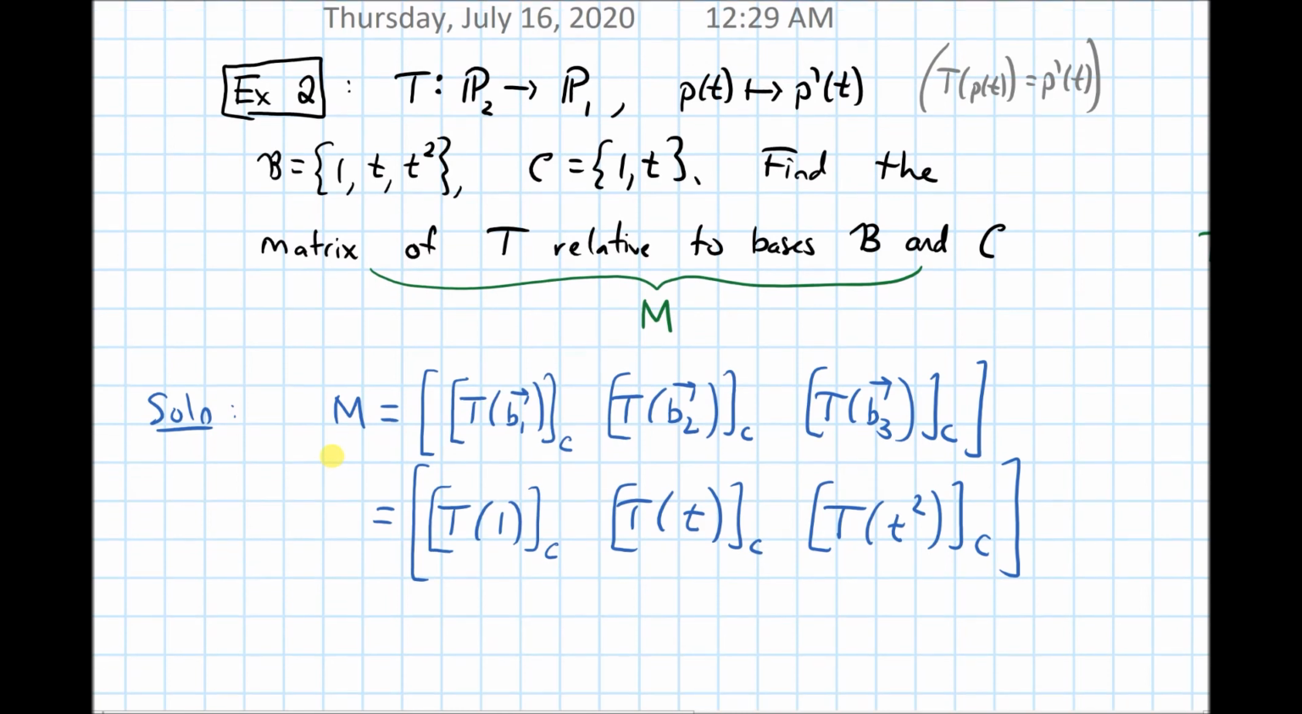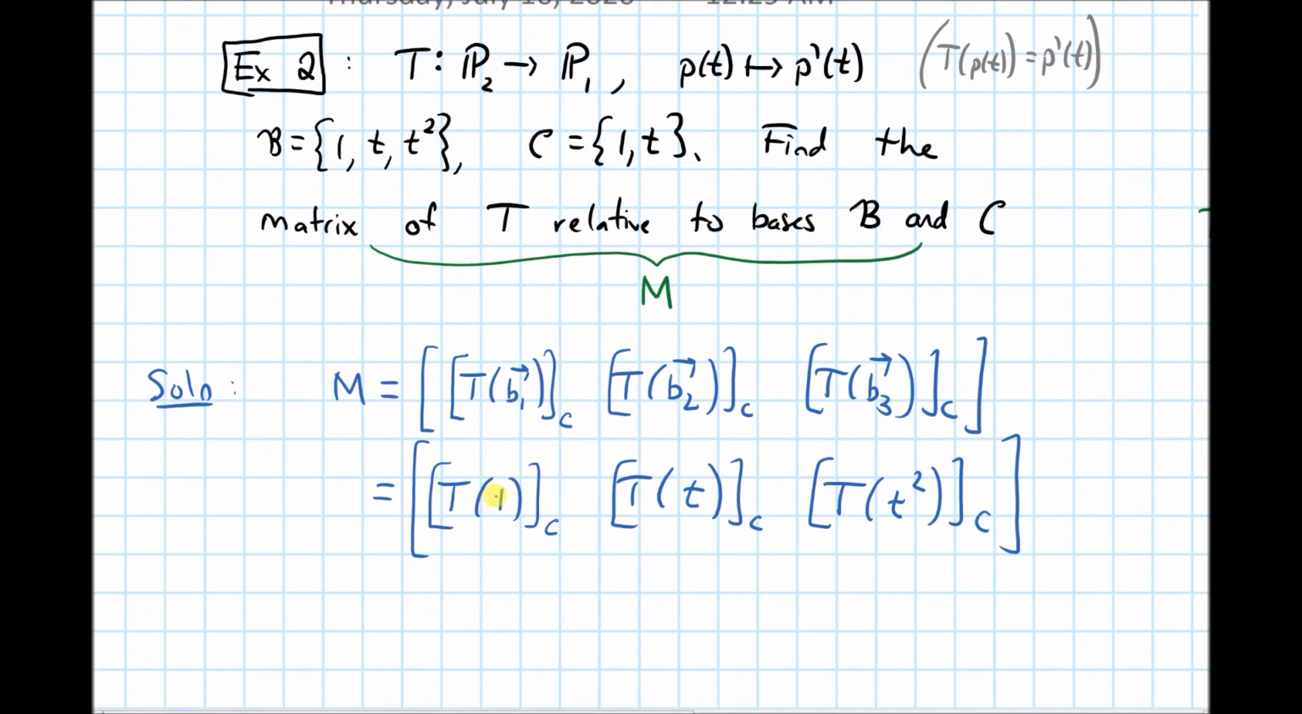Okay, so what is T of 1? T of 1 means take the derivative of 1, and we know that that's 0. So T of 1 is 0, and then I've still got to write that as a coordinate vector. From here it gets a bit quicker for these other two. The derivative of t is 1, so that's what capital T of lowercase t is. It's 1, and then I've still got to find its coordinate vector. And the derivative of t squared is 2t, so I would need to write that as a coordinate vector. Okay, and let's close off this matrix right here.